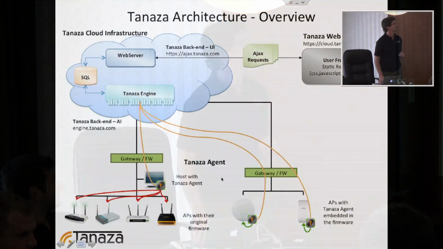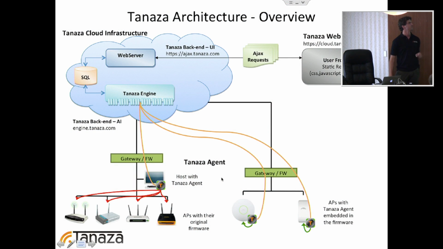Let's talk about the Tanaza architecture. It's based on three big elements. The first one is the Tanaza web interface, which is the web application used in the web browser by the user. The second one is the Tanaza cloud infrastructure. And the third one is the Tanaza agent. The purpose is to allow the user to push configuration through the Tanaza web interface to the third-party access points. Some of them can have the original firmware, and some others can have a firmware provided by Tanaza with the agent inside. So some information about the agent.